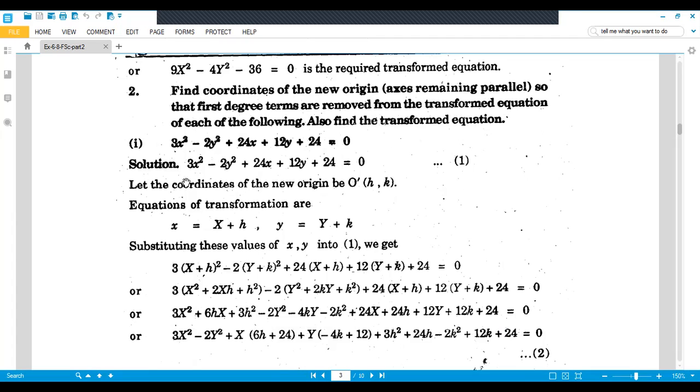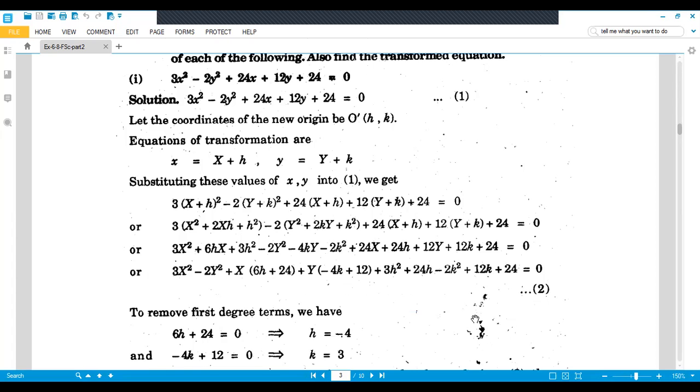So what will you do? Let the coordinates of the new origin be (h, k). You know that when you transform the equation, the new origin will be transformed. That will be x you replace with capital X plus h, and y you replace with capital Y plus k. So this you put in the original equation, (x plus h) whole square, (y plus k) whole square plus 24 as it is. In place of x, x plus h plus 12. In place of y, y plus k plus 24. Now you open it with the formula and open the brackets, so you get this equation. This is equation number 2.